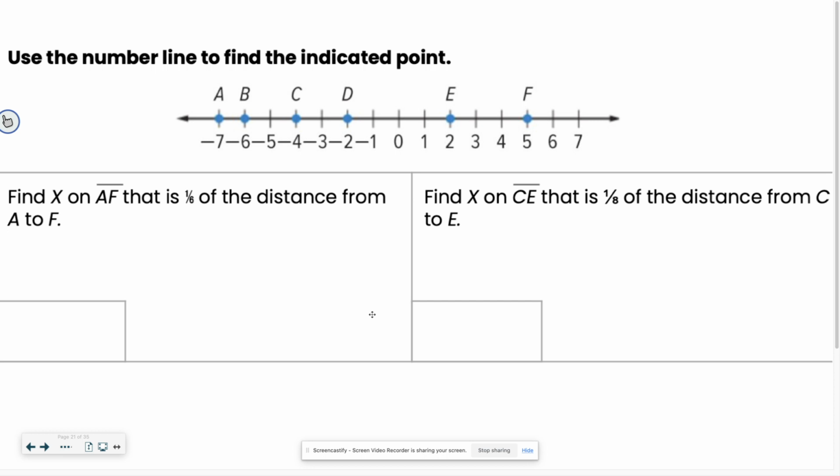So on this first question, find x on segment AF such that it is 1/6 of the distance from A to F. Yesterday we found the middle of it, but now we're just trying to go 1/6 of the way. You guys have a plan?